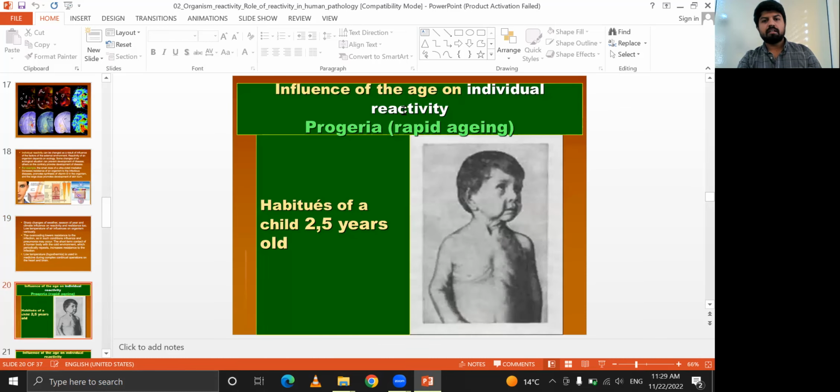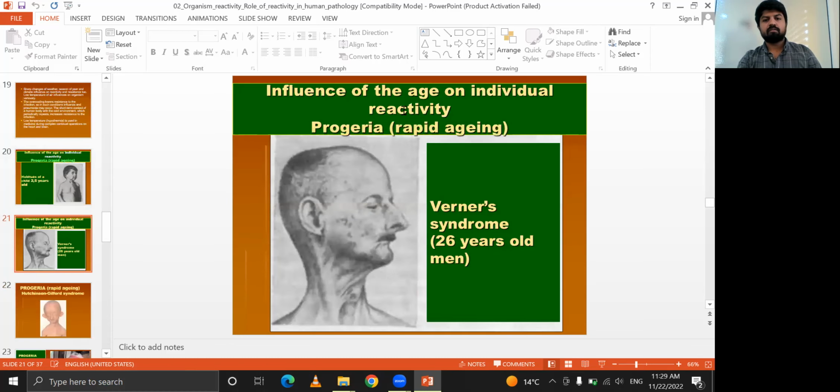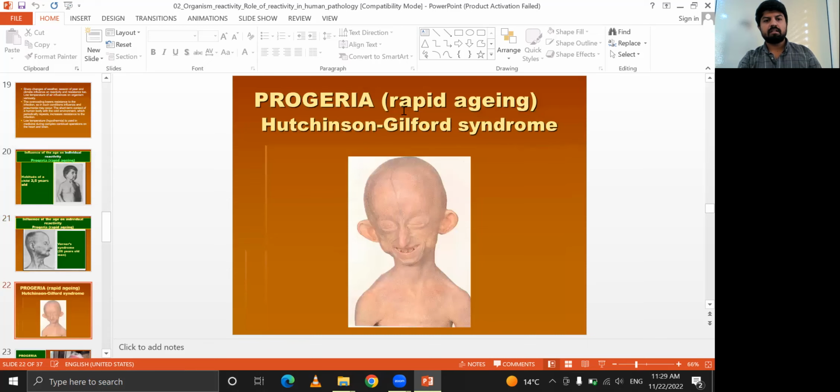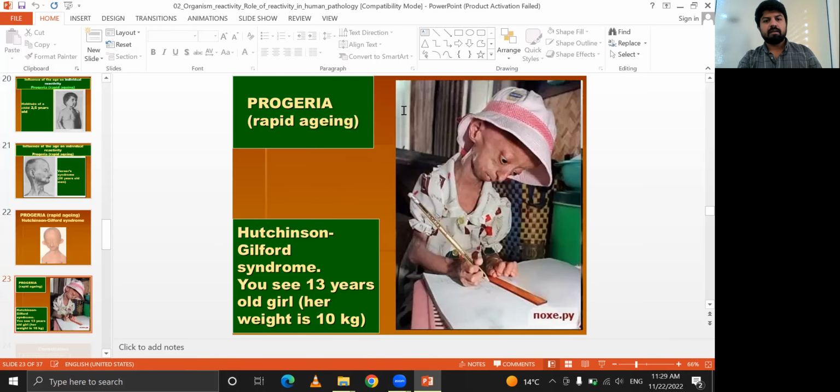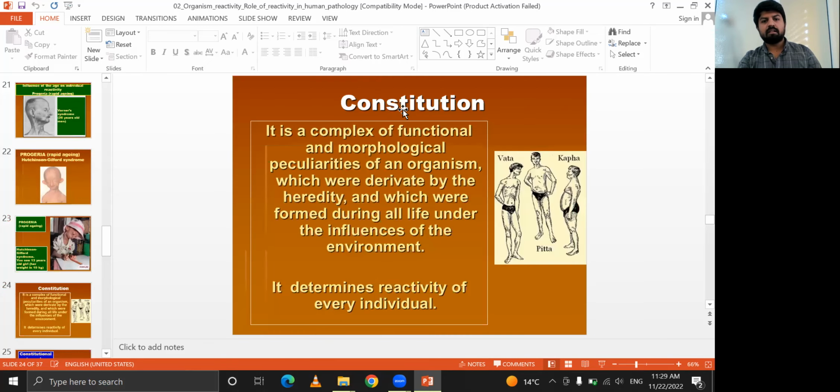Influence of age on individual reactivity, like progeria, rapid aging. Habits of a child two to five years old. These are examples. After that, constitution.